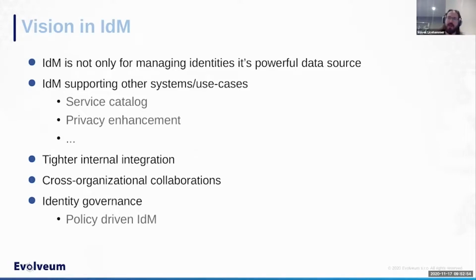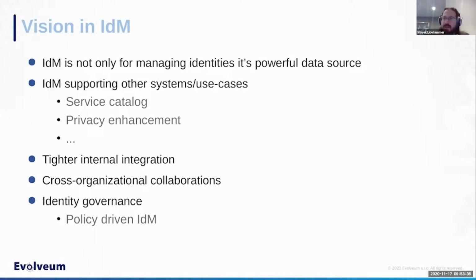But now I will get back to the identity management itself, which I want to talk about today, and introduce the vision for the future as I see it. The main thing is that identity management is not only about managing your identities, relations and access controls, but actually it's a very powerful data source in your organization, because you have all your users, their attributes, roles, your services, accesses, everything. And now it's about how you can use this data for other things, how you can support other systems and other use cases. I will give you some examples of how you can think about it.